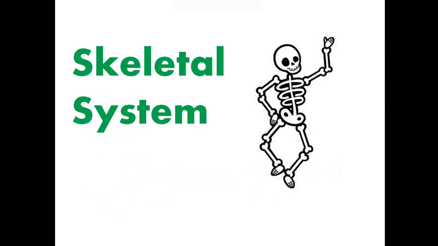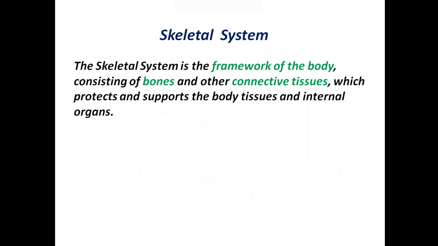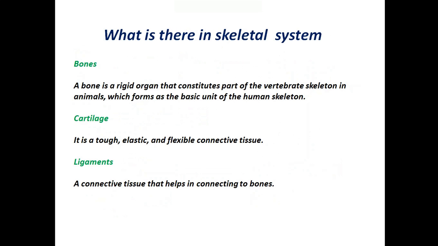Today we will learn about the human skeletal system. So the skeletal system is the framework of the body, consisting of bones and other connective tissues, which protects and supports the body tissues and internal organs. Let's see what consists of our skeletal system.